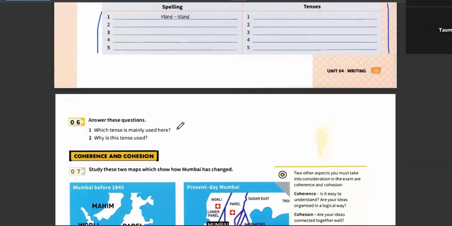Very good. Excellent answer. Because there is actually a connection between the past actions that we are talking about, and it is related to what is happening in the present as well. So, in short, we are talking about a span of time that is also related to the present. That is why we are using present perfect. Excellent answer. Very well done, dear.